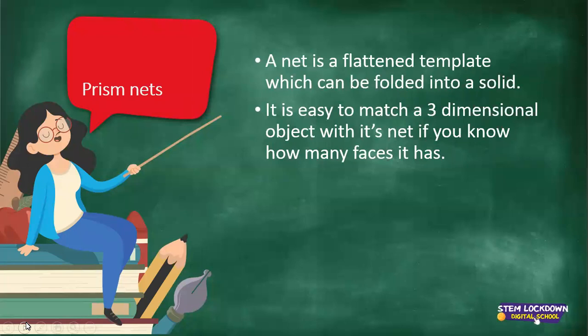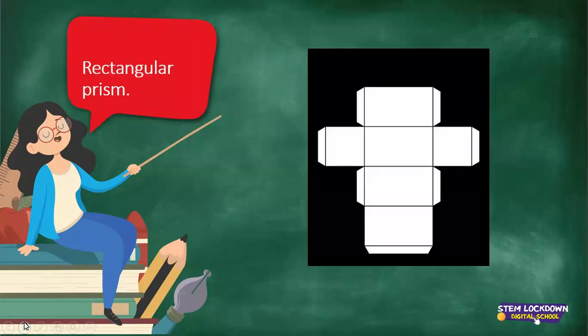Now it is easy to match a 3-dimensional object with its net if you know how many faces it has. So as we have completed the number of faces, number of edges, and number of vertices, we're moving on to our net. For this next exercise, we should be able to identify a net by matching the 3-dimensional object, by identifying the number of faces of the 3-dimensional object. So now let us move on to our next slide.